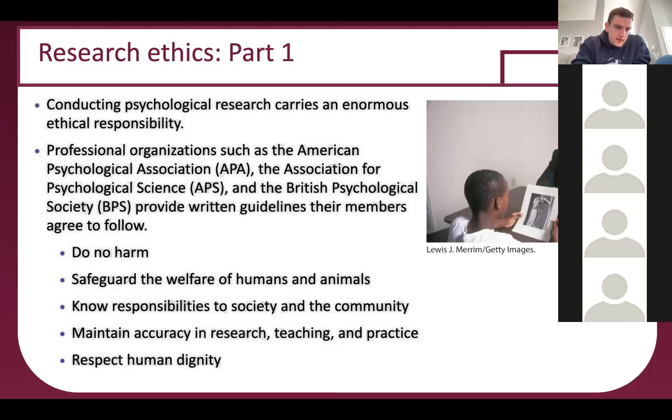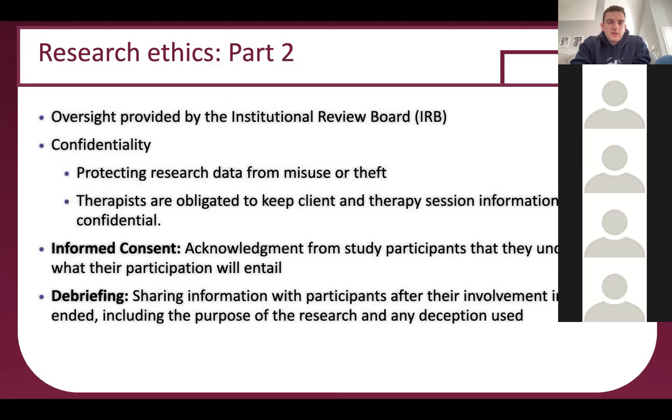So we're going to talk very quickly about ethics. Do no harm, safeguarding welfare, responsibilities, maintaining accuracy. All this stuff is very important, but the ones that we're going to talk about the most are informed consent and debriefing. Okay, so informed consent: somebody has to know what they're getting into.